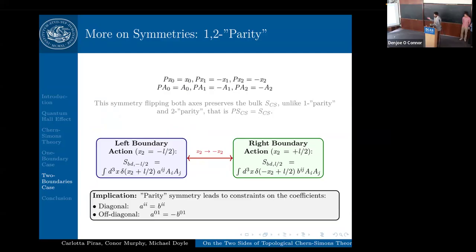So for considering these, we move to an even setup, a setup that's even around x2 = 0. So the boundaries are now at minus L over 2 and plus L over 2. And because x2 changes sign, the arguments of the delta distributions swap, which means that the two boundary terms of the action actually swap function, which means that we can notice what relations between the coefficients aij and bij will leave the sum of the two boundary terms unchanged. And we find that the diagonal coefficients must be equal and that the off-diagonal coefficients must differ by sign.